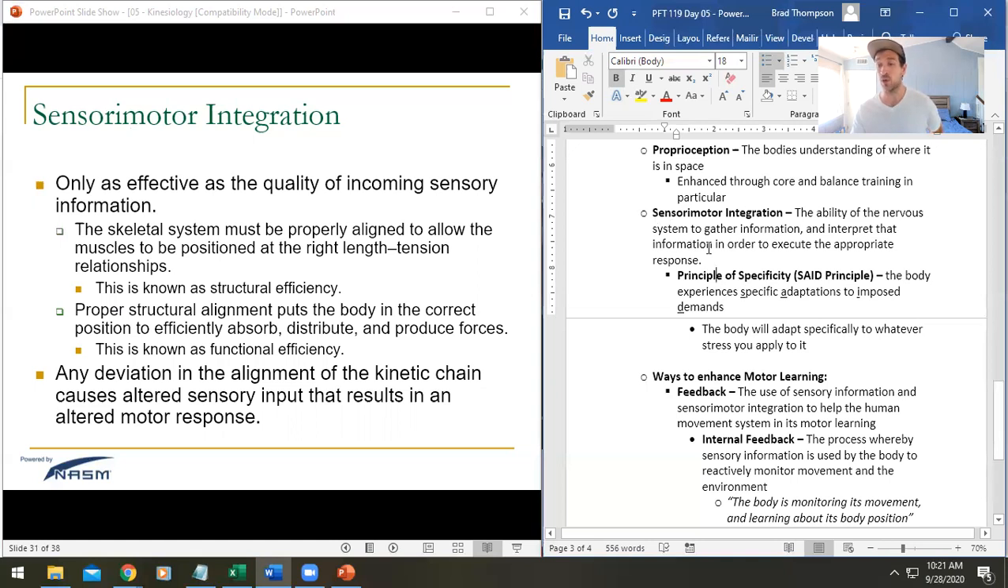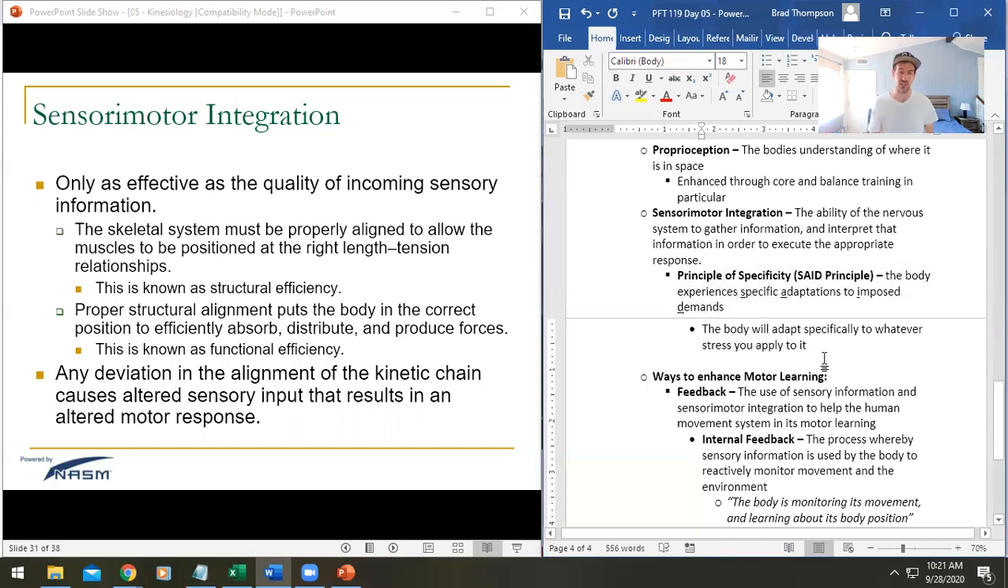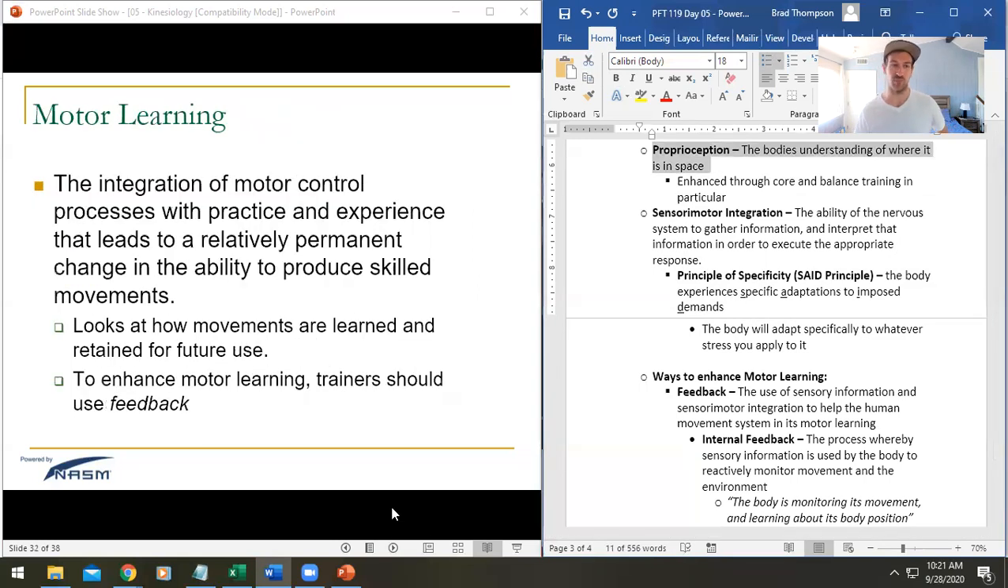So we're going to work our way up again, right? You want to make sure that you apply the principle of specificity and train the body specifically how it was designed to move so that it will develop proper sensory motor integration and have appropriate proprioception, right? So we went this way and then we unraveled it.